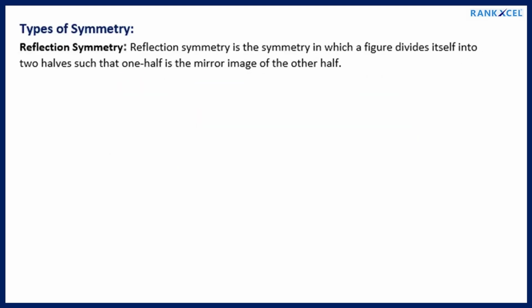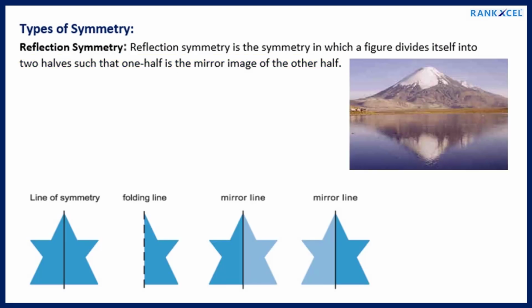Types of symmetry. Reflection symmetry. Reflection symmetry is the symmetry in which a figure divides itself into two halves such that one half is the mirror image of the other half.